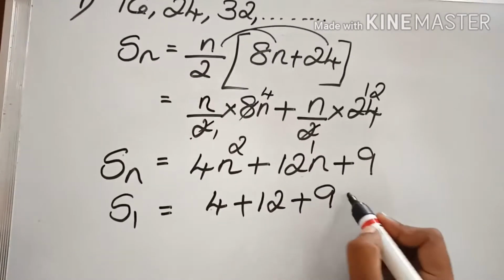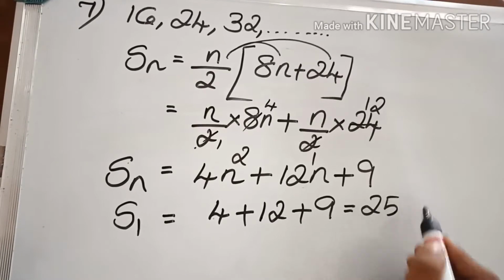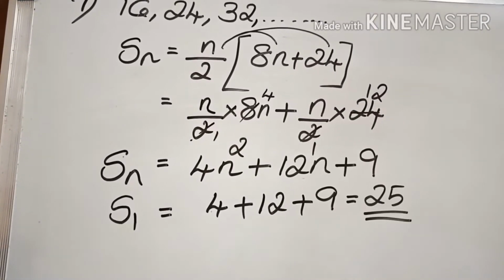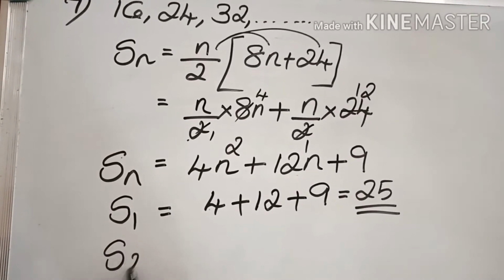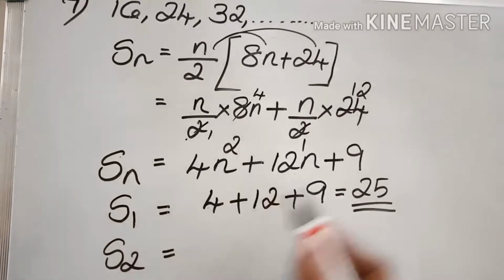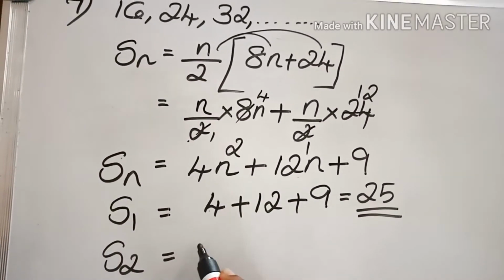16 plus 9, the answer will be 25. 25 is a perfect square. Okay, now the sum of 2 is 2. If you are putting 2 as a number, what will be the answer?